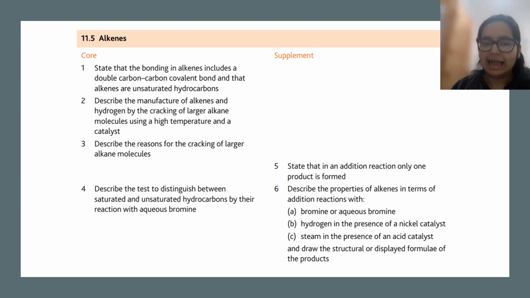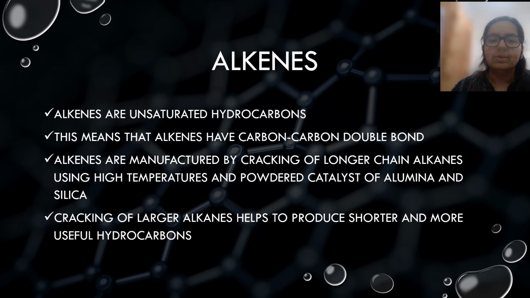Now we will do alkenes. We'll look into their reactions, how they are produced, and the fact that alkenes are unsaturated hydrocarbons. As I told you, alkanes are saturated, which means they have only carbon-carbon single bonds. However, alkenes are unsaturated, which means they have a carbon-carbon double bond.